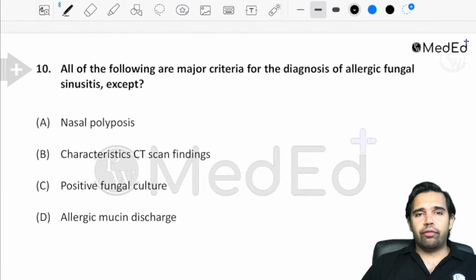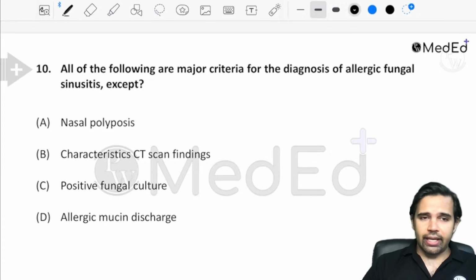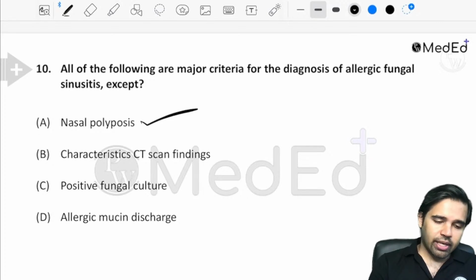Now, all of the following are major criteria for the diagnosis of allergic fungal rhinosinusitis, except this. Actually, all the options look somewhat correct. But here are the clues, which is a major criteria. So of course, nasal polyposis is a major criteria.